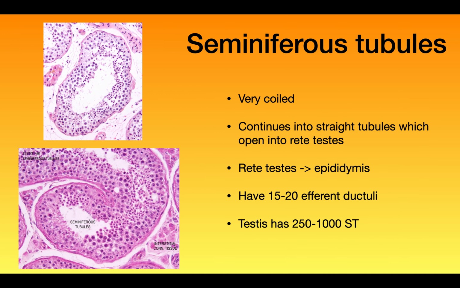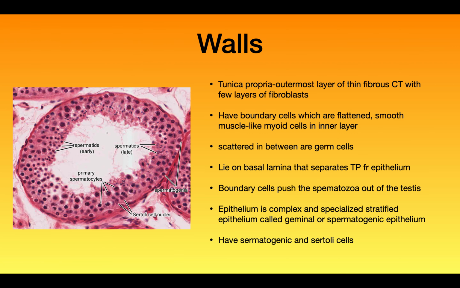The seminiferous tubules are going to continue into the straight tubules, and then from there it goes into the rete testis and the epididymis, and there are many of them to convey sperm, and that's just their job. They just contain the sperm for a short period of time and allow the passage into the epididymis, where the sperm is stored for a longer period of time.